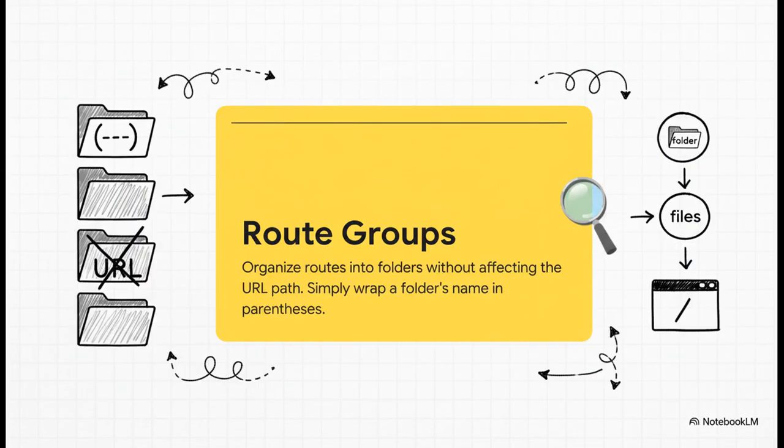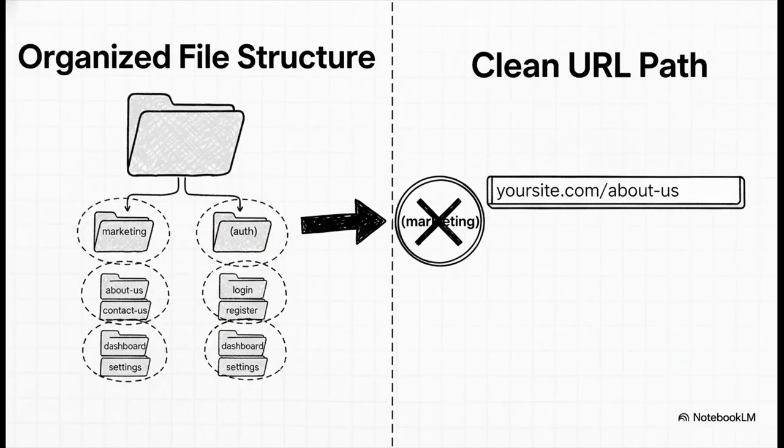Thankfully, Next.js has a brilliantly simple solution for this: route groups. All you do is create a folder and just wrap its name in parentheses. That's it. This little trick tells Next.js, hey, use this folder for organizing my files, but completely ignore it when you're creating the URL.